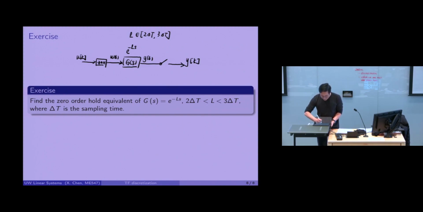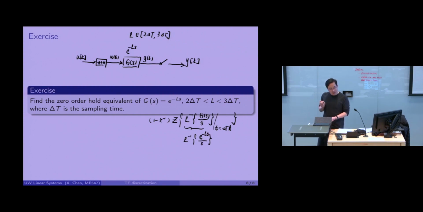Normally, if we just ask the computer to do this, the computer might say, I want to apply this formula, and then I want to do an inverse Laplace, and then a Z transform. So, using just the formula, this is what we need to compute. We need to do the inverse Laplace transform of e to the negative Ls over s.